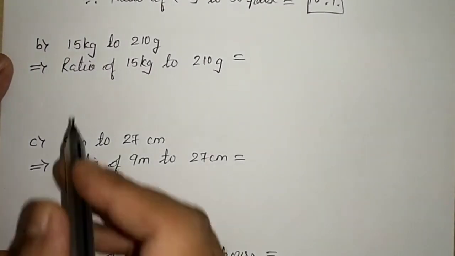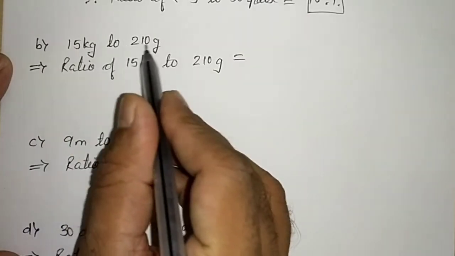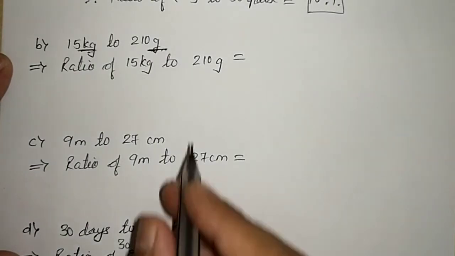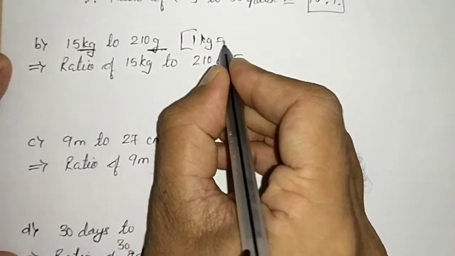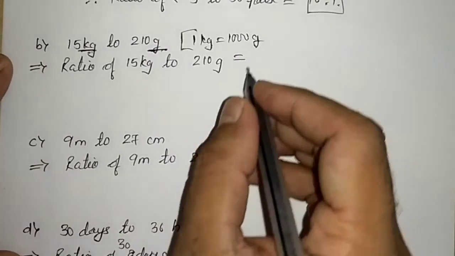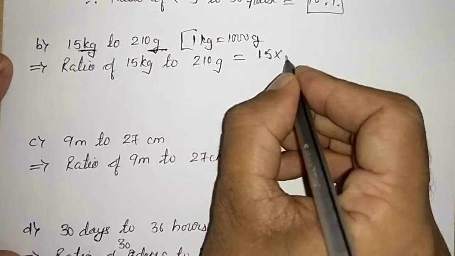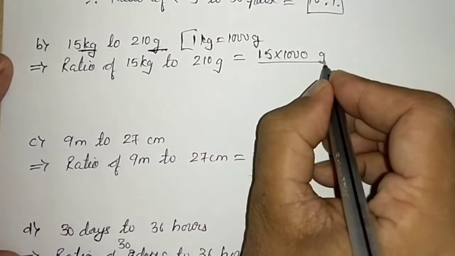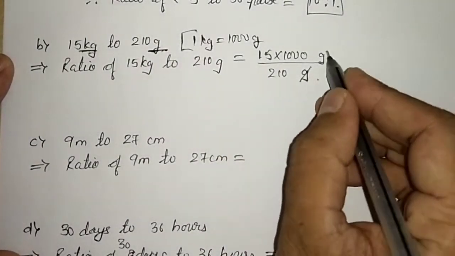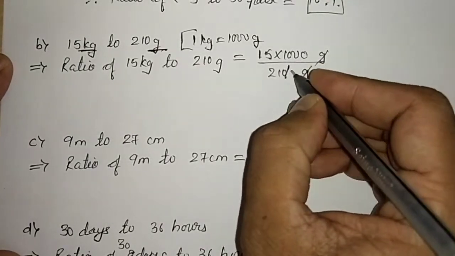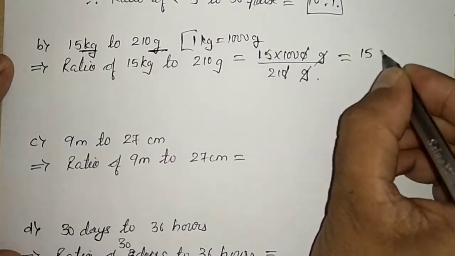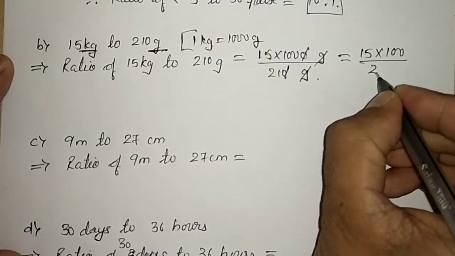Moving forward, we have to find the ratio of 15 kg to 210 gram. This is in gram, so we will convert kg into gram. You know 1 kg is equal to 1000 gram. So 15 kg will be 15,000 gram. So we will write 15 into 1000 gram divided by 210 gram. Gram will be cancelled out. 0 will be cancelled out. Now we will cut, but let me write this down as it is: 15 into 100 divided by 21.